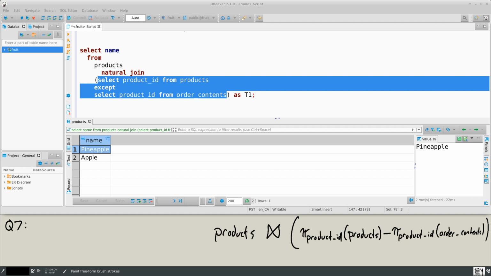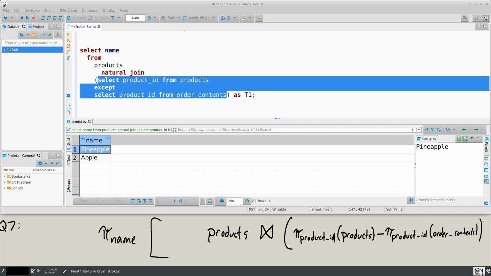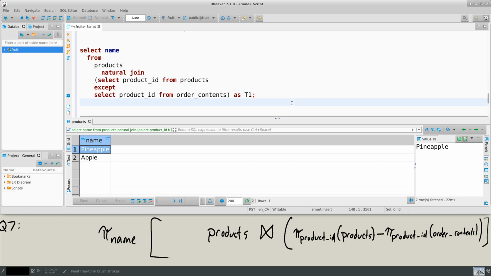So I take this, I then do a final projection to pull out only the product name from this huge mess. I actually have to nudge that over. There we go. And so that looks like the relational algebra for question 7.